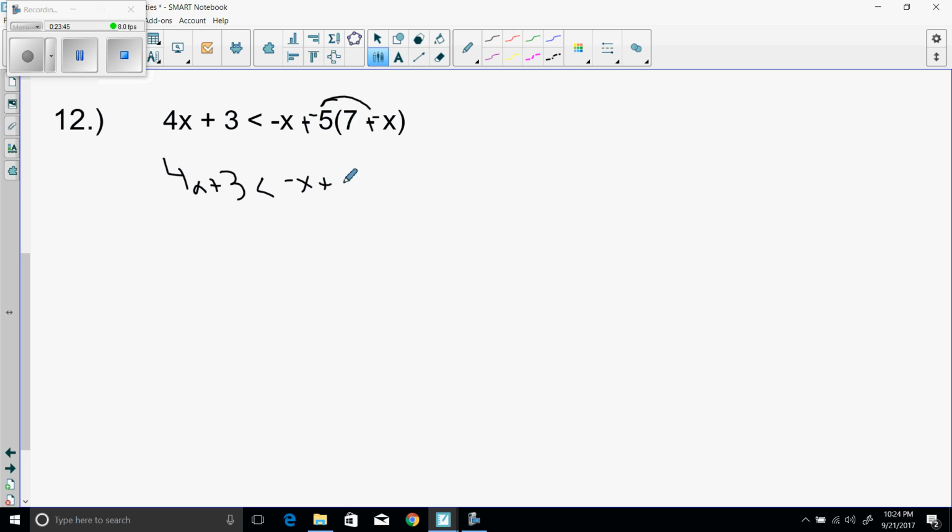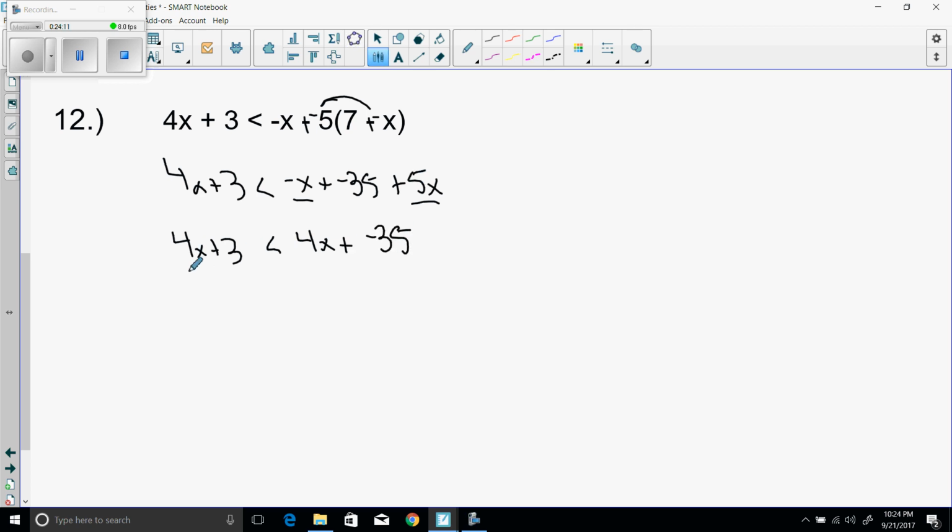Plus negative 5 times 7 is negative 35. And negative 5 times negative x is positive 5x. I have like terms I need to combine, so I'll do that in the next line. 4x plus 3 is less than. This gives me negative 4x. I'm sorry, positive 4x, because that 5 is positive, my bad. And then plus negative 35.